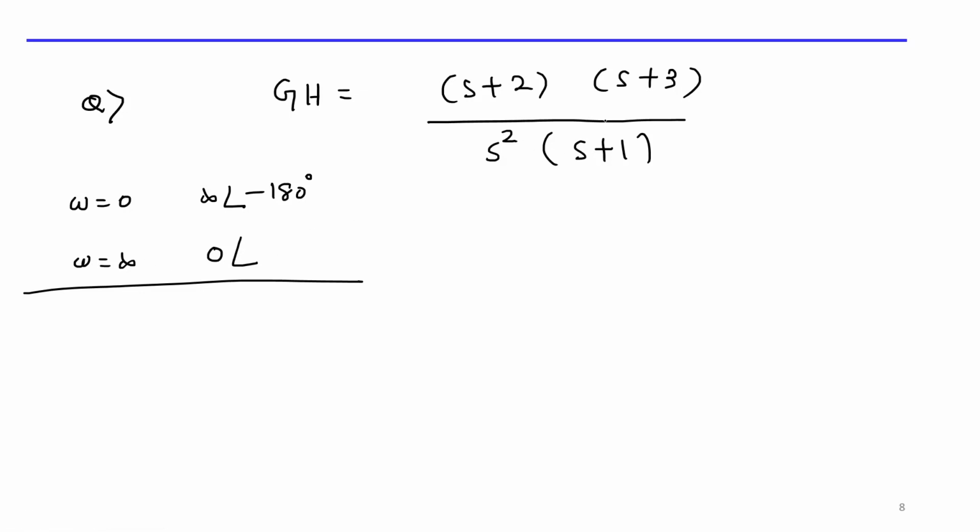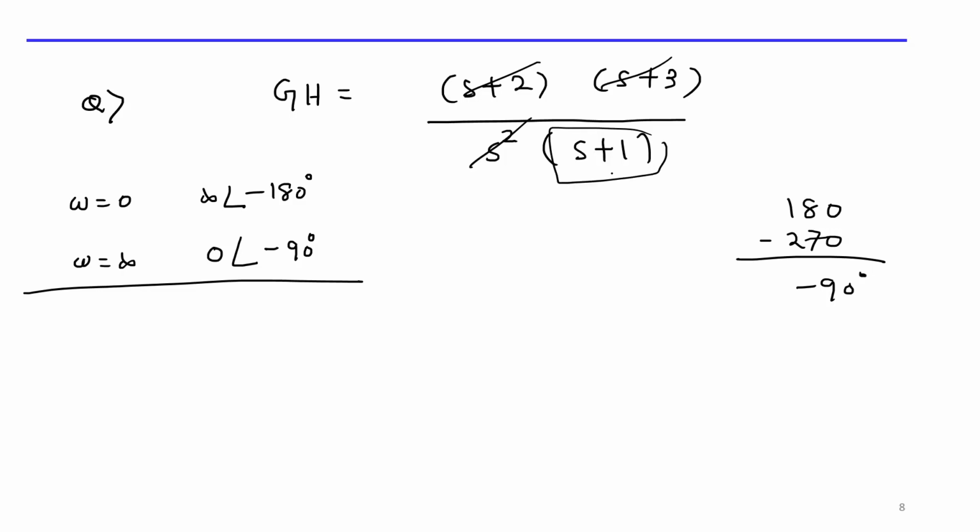Then, at omega equal to infinity, what is the angle? See how many poles and zeros are there. Two zeros. For two zeros, I am writing 180. For three poles, I am writing minus 270. So the total angle is how much? Minus 90. The two zeros get cancelled by two poles, so only one pole is there, and for one pole it will be minus 90. Got my point?